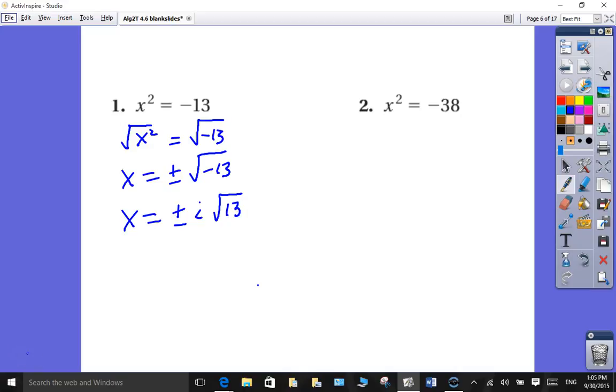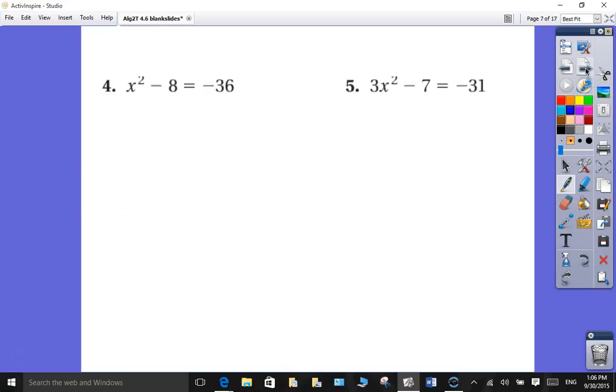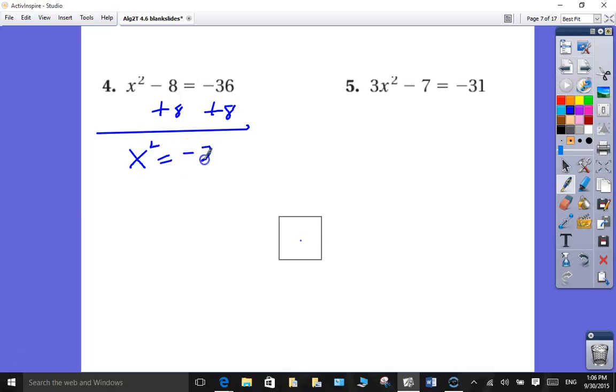So pretty straightforward, not much to do, right? X equals plus or minus I times the square root of 38. Could you simplify the square root of 38? I mean, 2 times 19. That's it. Now there may be a little something more to do, like you've got to isolate the squared term first. So I'll do the one on the left. If I add 8 to both sides, I get x squared equals negative 28.